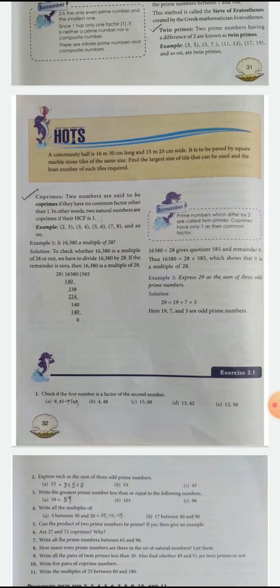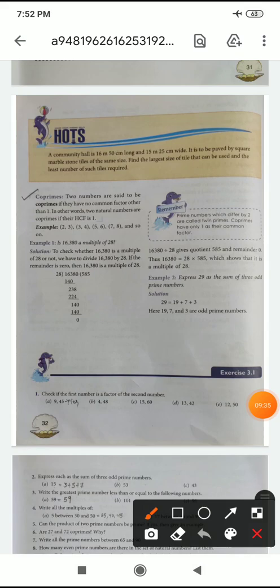Then comes to co-primes. What are co-primes? Two numbers are said to be co-primes if they have no common factor other than 1. In other words, two natural numbers are co-primes if their HCF, means highest common factor, is 1. For example, 2, 3; 3, 4; 5, 6; 7, 8 and so on.